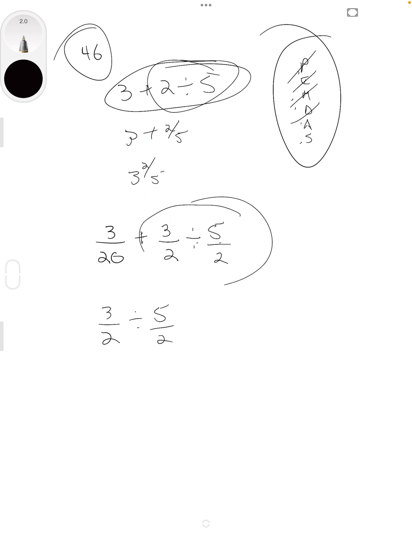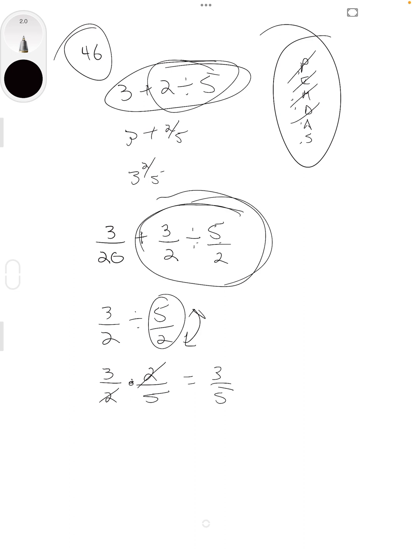Now, you know from fractions, we never divide fractions. We say 3/2 times 2/5. We flip this thing, and then we turn it into a multiplication. Then, well, I know 2 cancels 2, and I end up with 3/5. Okay, so I do this first, and I end up with 3/20 plus 3/5. Now I have an addition problem.